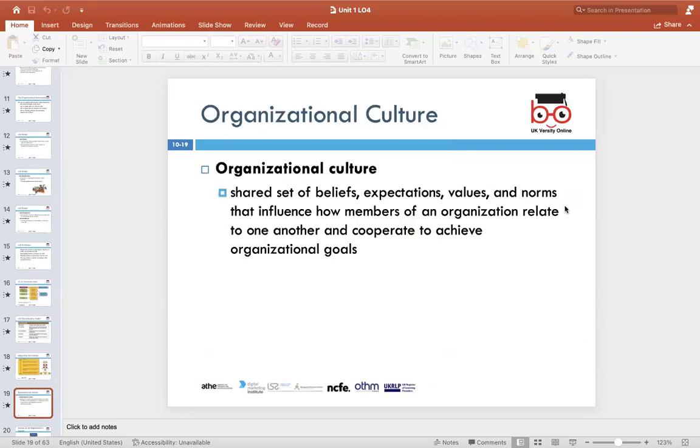Now we're going to look at the organization culture again. It says every organization has its own set of cultures and beliefs. They have their own specific norms, how they are influenced by each other, how they achieve their organization goals. So there are different ways in which they do that and how they achieve it eventually.